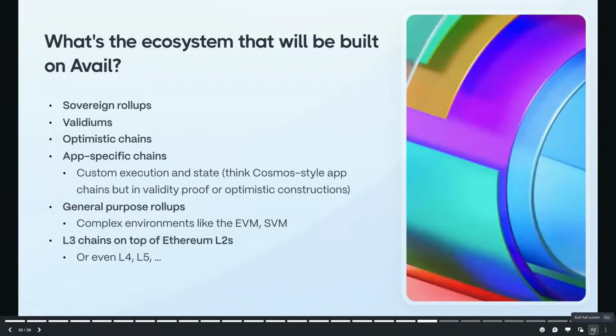Okay, what's the Avail ecosystem that will be built on Avail? So you can build anything: sovereign rollups, validiums, optimistic chains, we call them optimiums at this point. You can also do app-specific chains, and then general purpose chains. It's a joke that you can do L4s, L5s, but generally L3s are the ones that are coming up too much lately. So yeah, you can build validiums with zkSync. You have Arbitrum stack. You have OP stack, and then you can build sovereign rollups as well.